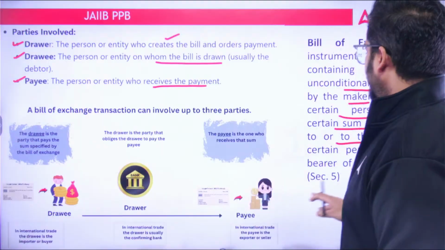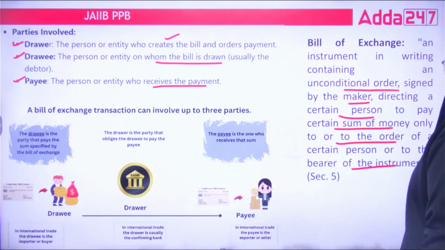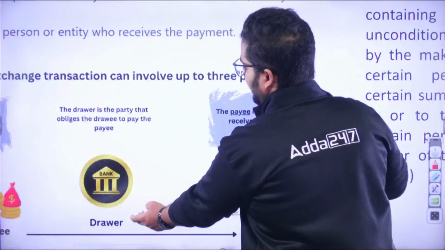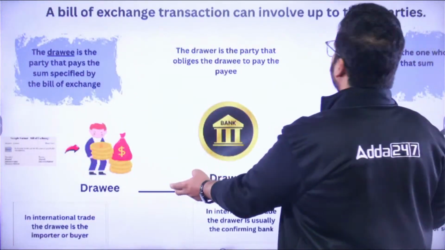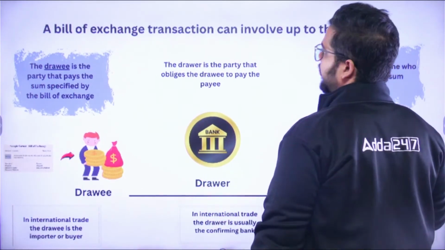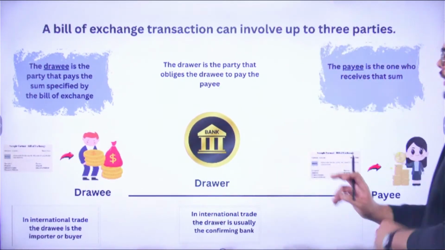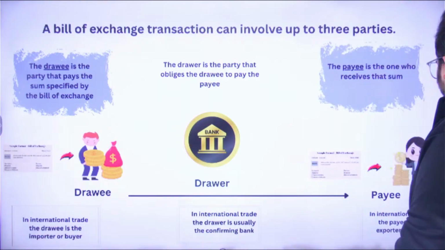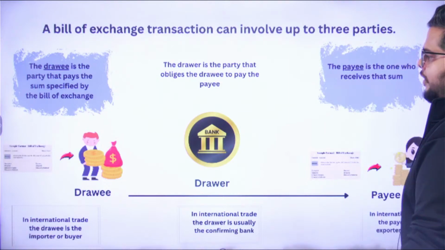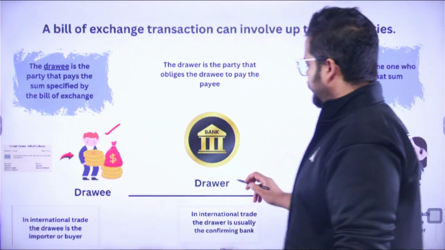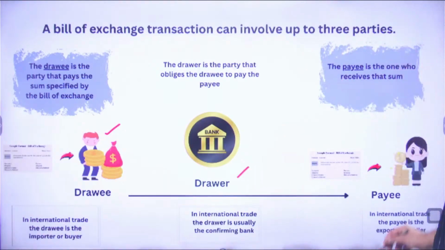So when we talk about bills of exchange, the most important thing to know is that your drawer is a bank. Okay, I hope that it is visible to everyone. So a bill of exchange transaction involves up to 3 parties. First of all, you will have a drawee, an individual. You have a drawer, that is a bank, and a payee, again one individual.